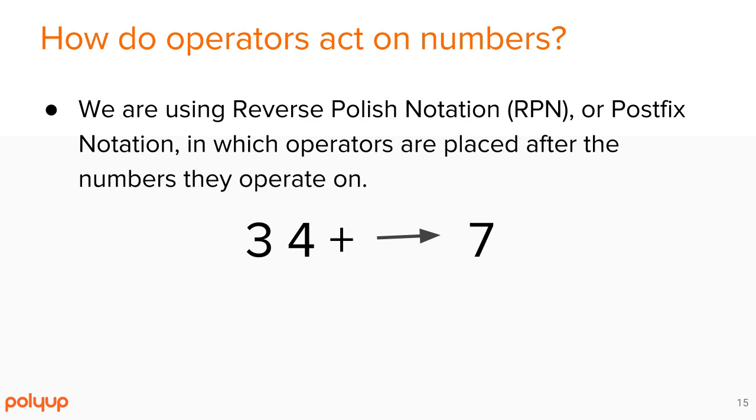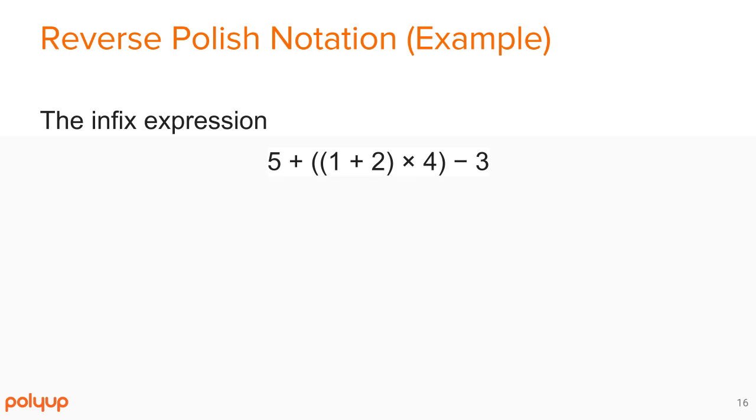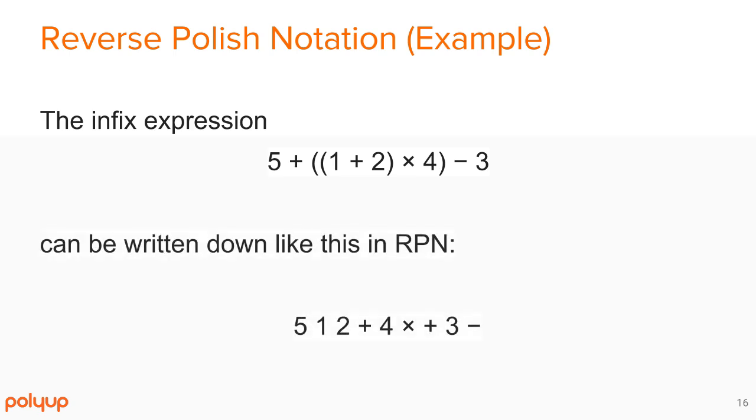This single rule is a lot simpler than the common order of operations in infix notation, which you might remember as parentheses, exponentiation, multiplication and division, and addition and subtraction, or PEMDAS. RPN can be a little harder to read though, since operators might be pretty far away from the operands they're working on. For a concrete example, this infix expression takes the expression 1 plus 2, multiplies it by 4, and then adds that expression to 5 and subtracts 3 from the result. An equivalent expression in reverse Polish notation would look like this.